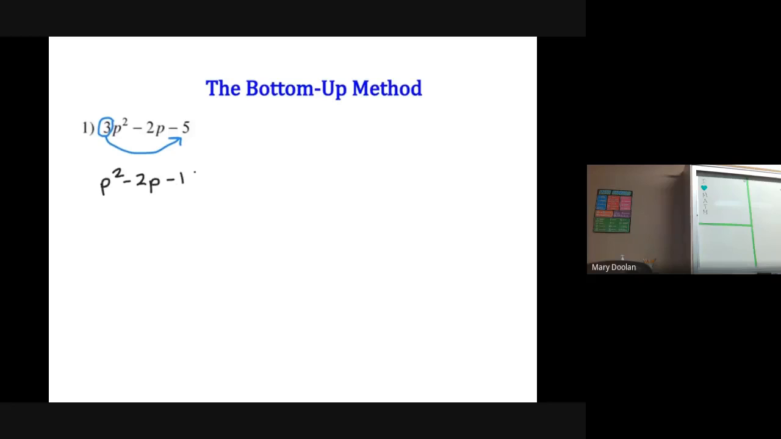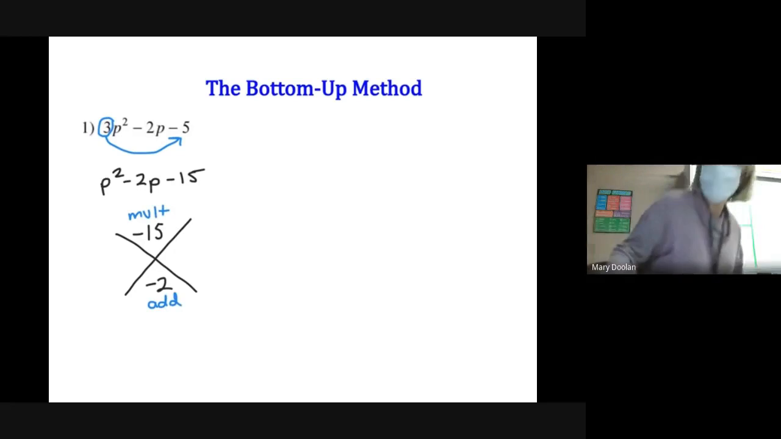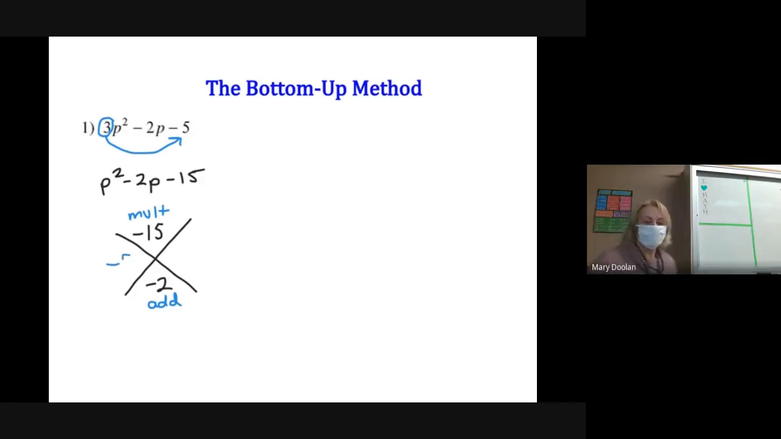So here's what we have. Now this remaining trinomial we can actually factor using magic x. So remember, for magic x, we take our last number and we put it on top, negative 15, and our middle coefficient, negative 2, goes on the bottom. And we're looking for two numbers that multiply to make negative 15 and add to make negative 2. So those two numbers must be negative 5 and 3.